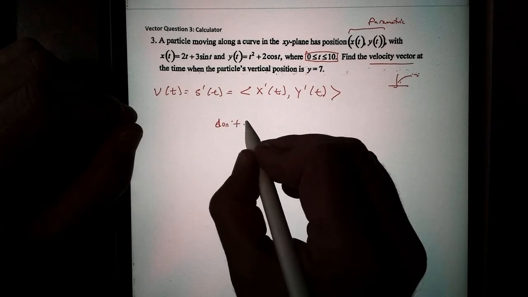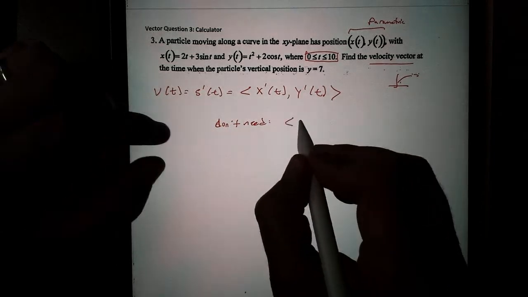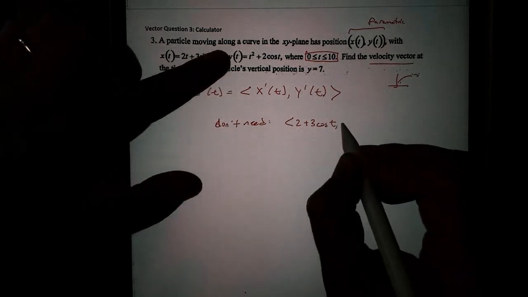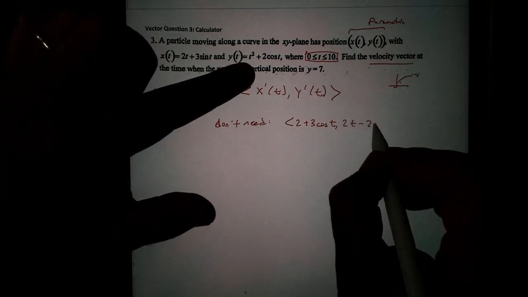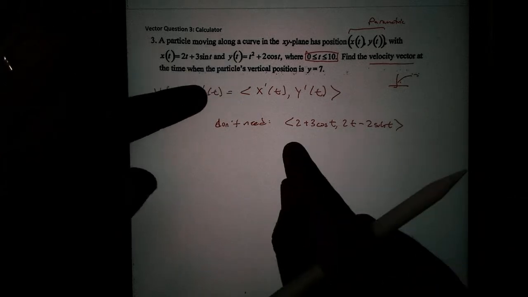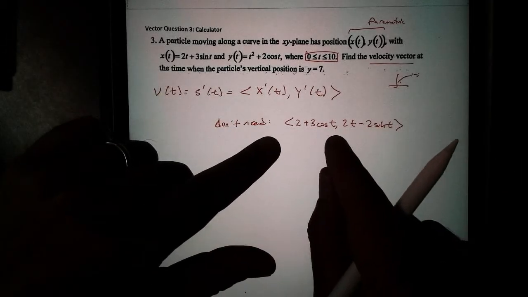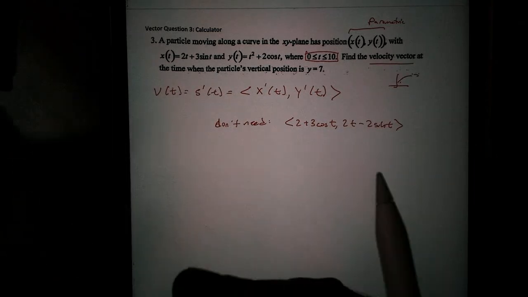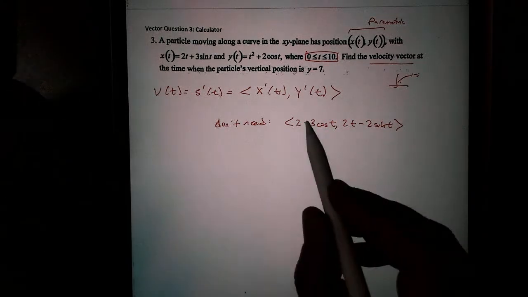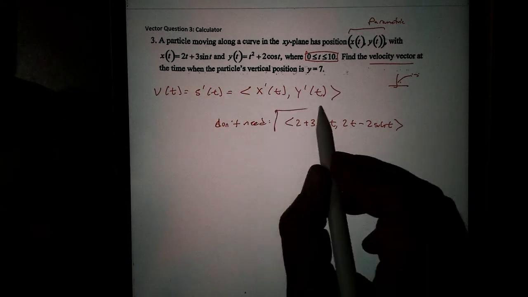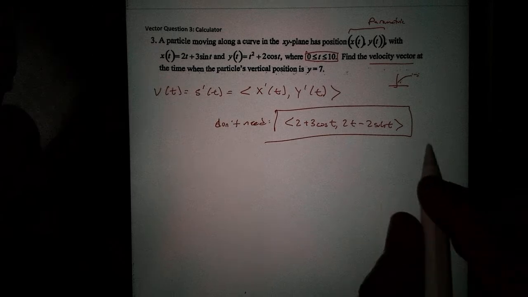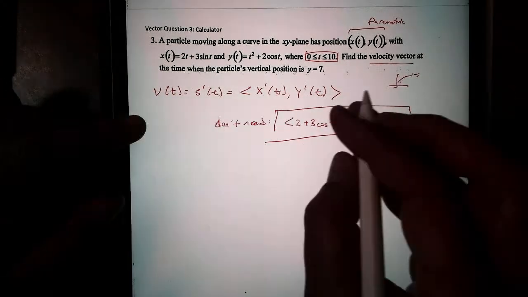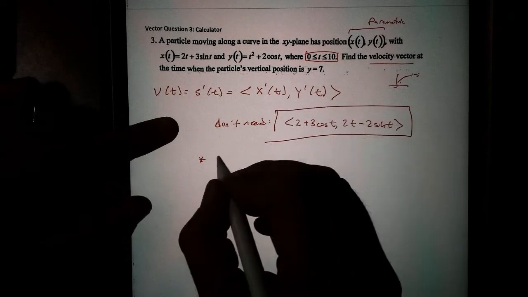The derivative for my velocity vector would be 2 plus 3 cosine t, and then 2t minus 2 sine t. Now, I'm not a big fan on a calculator question of doing things like this, mainly because you might get it wrong, or the derivative might just be too hard or too complex, and you don't get points for it anyways. But if you wanted to do it, that's fine to use. Either way, this is our equation: x prime of t, y prime of t. What we need in either case is t.